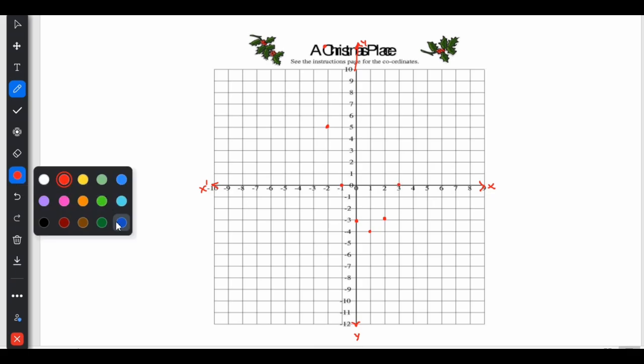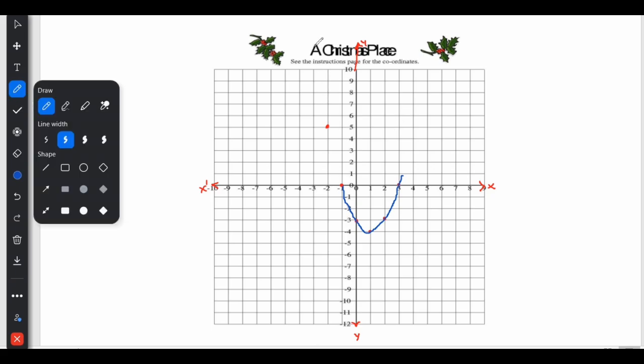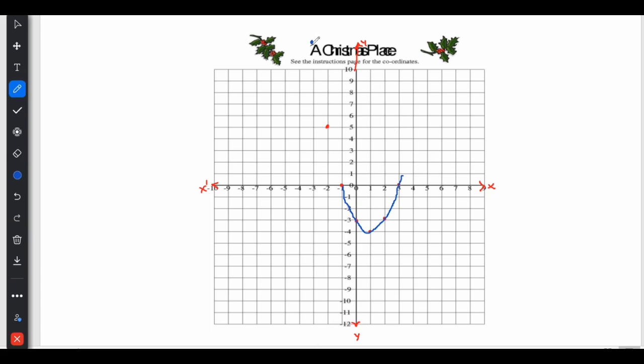Now I can join these points with a free-hand curve. I can join this point; negative 3 and 12 will be here. So I can join from here like this. Then like this. Now this is the graph.